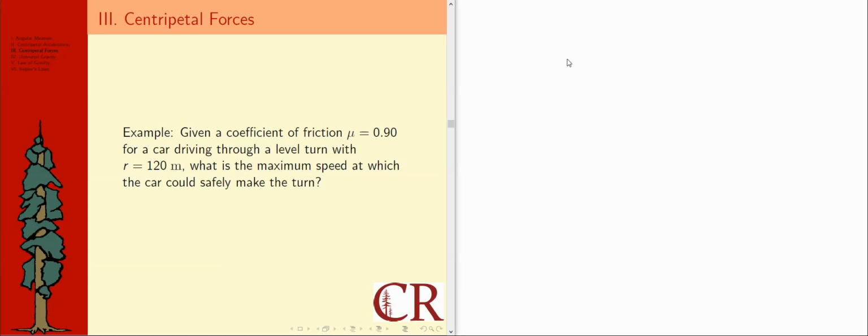Given a coefficient of friction of mu equal to 0.90 for a car driving through a level turn with r equal to 120 meters, what is the maximum speed at which the car could safely make the turn? Now, this situation actually fits really well the last example we looked at, where we looked at the free body diagram for a car in a turn on a level surface.